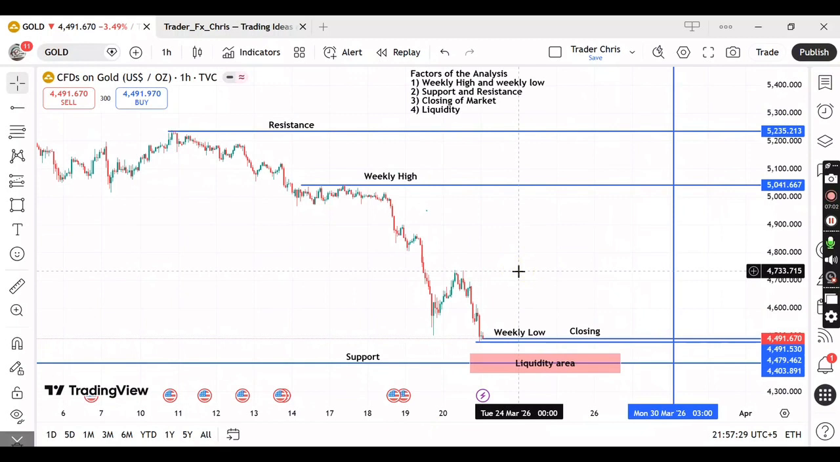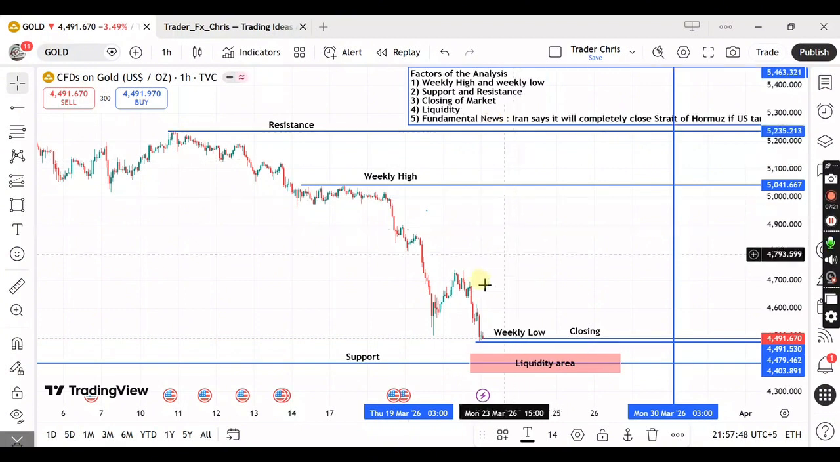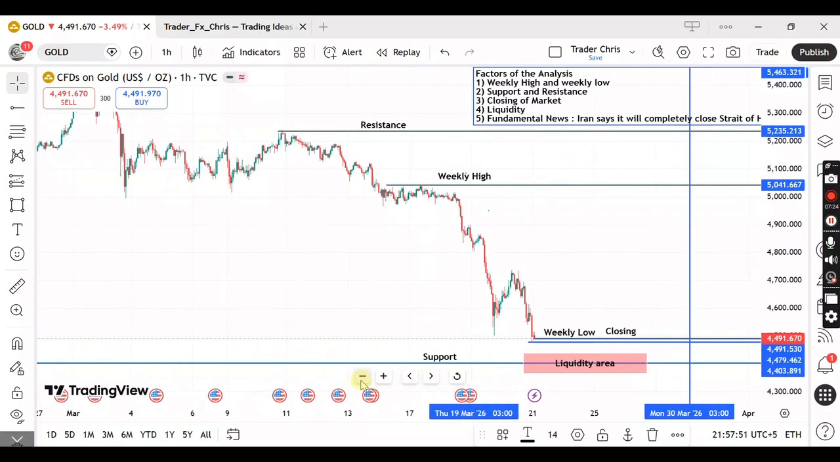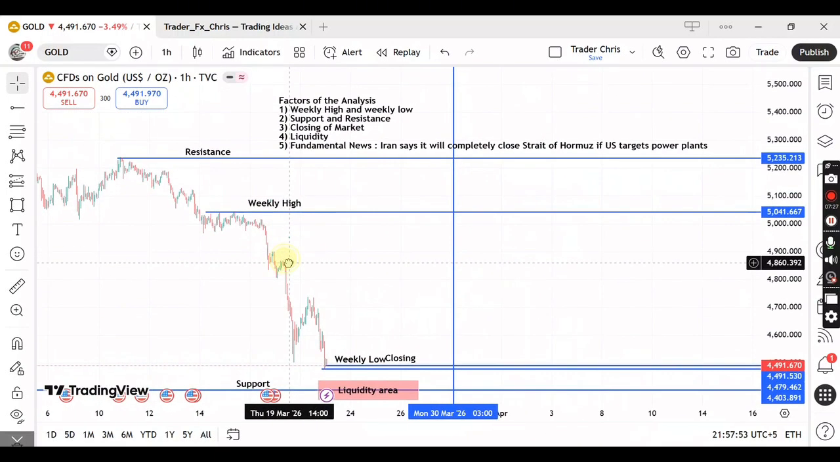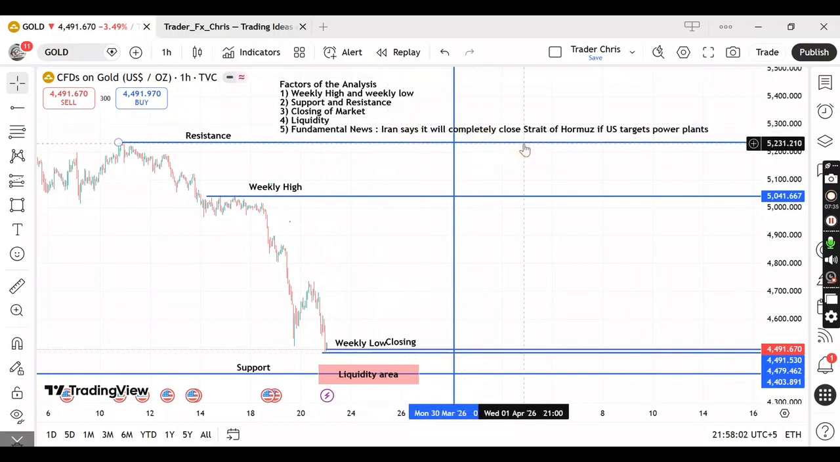And now we will see the next path. We have fundamental news which can directly impact the gold market. So we will discuss the fundamental news here, and this is the news. Iran says it will completely close the Strait of Hormuz if the US targets power plants. This is major news, and that's a serious escalation.